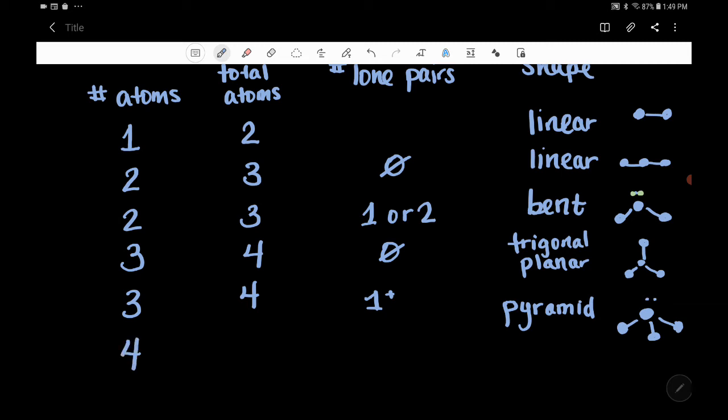And then if you have four atoms attached to a central atom, so five atoms total, you're not going to have any space for lone pairs. That is going to be tetrahedral. And what that's going to look like is here's our central atom, and these are going to branch off like that. So it's a 3D shape. Okay, so if you know this table, you are going to be all set for determining the molecular geometry.